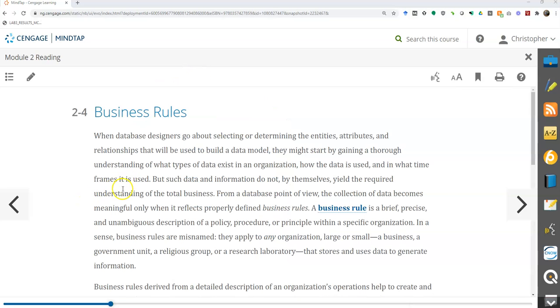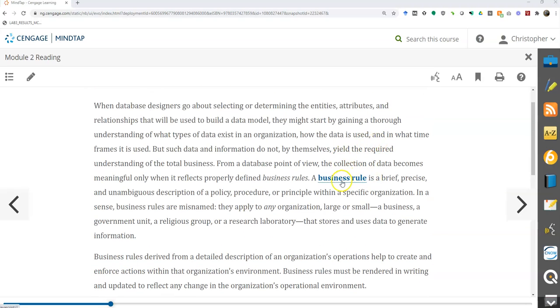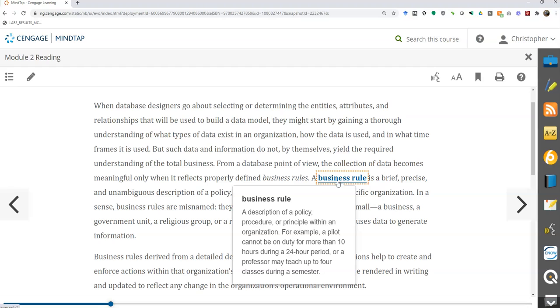So this is chapter 2-4. This is where business rules are introduced. And again, a business rule, it's just the name for it. Let's see what they say. A description of a policy, procedure, or principle within an organization. For example, a pilot cannot be on duty for more than 10 hours during a 24-hour period. Or a professor may teach up to 4 classes during the semester.